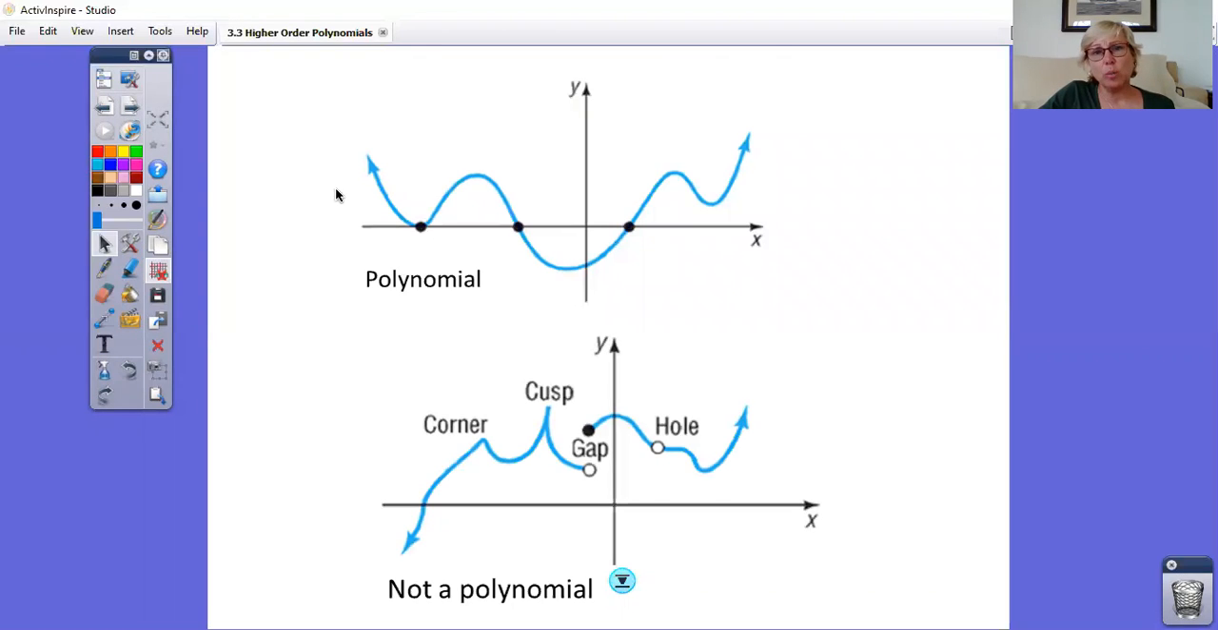So graphs of polynomials, if you look at the top one, you've got this nice, smooth, continuous curve. But then down here, this is definitely not a polynomial. You've got a corner. This cusp, we've talked about this a little, when you go from concave up to concave up. A gap, which we call a jump, and a hole. If you have any of these things, it is definitely not a polynomial.